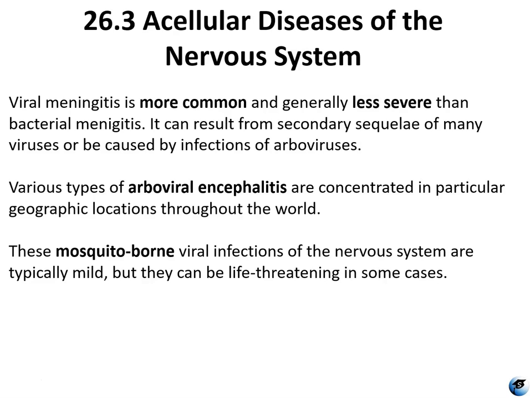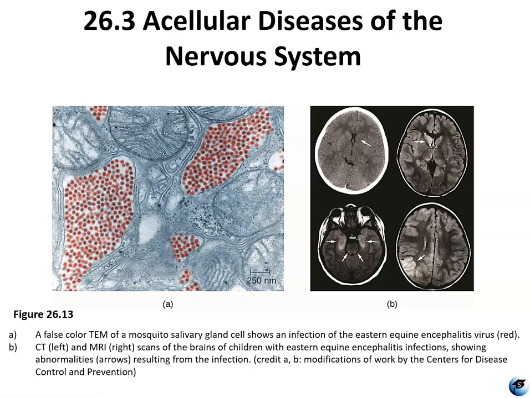Various types of arboviral encephalitis are concentrated in particular geographic locations throughout the world. They are mosquito-borne viral infections of the nervous system, and they're typically mild but can be life-threatening in some cases. Most viral nervous system infections are caused by human enteroviruses or by the viruses of certain zoonoses. Enteroviruses maintained in Aedes mosquitoes and squirrels and other mammals is frequently reported.